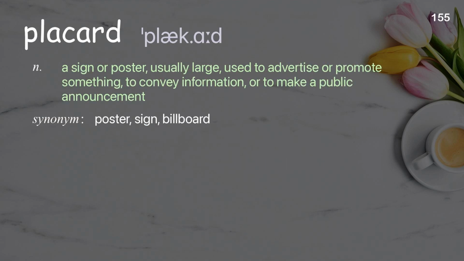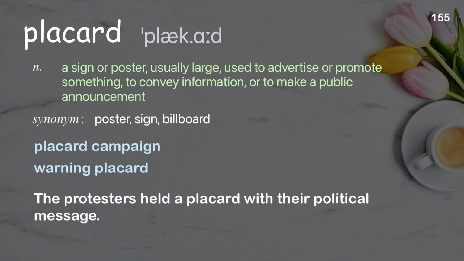Placard. A sign or poster, usually large, used to advertise or promote something, to convey information, or to make a public announcement. Examples: Placard campaign. Warning placard. The protesters held a placard with their political message.